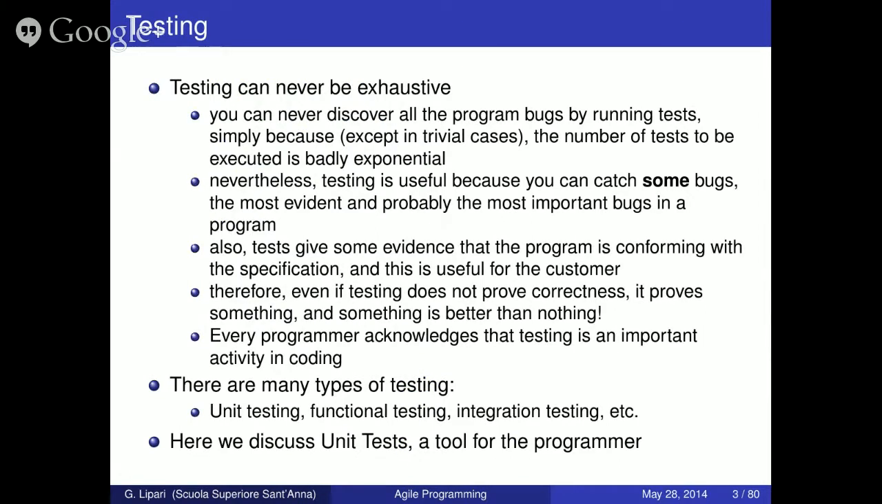As you may know, testing can never be exhaustive because you can never really discover all the program bugs by running tests. This is due to the fact that test coverage cannot be exhaustive. The number of tests to be executed to check everything is exponential. Okay? So the goal of doing tests is not to discover all possible bugs, and is not, of course, to demonstrate correctness of your code. Running tests is useful just because you can more easily catch some bugs, the most evident and probably also the most important bugs in a program. So you are never going to discover all the bugs. You have to be careful about that. But you can discover some bugs.